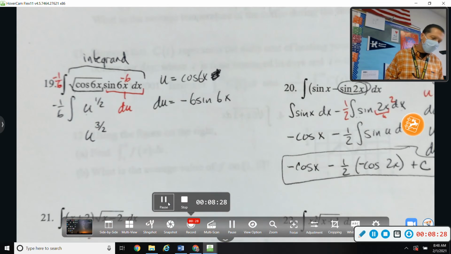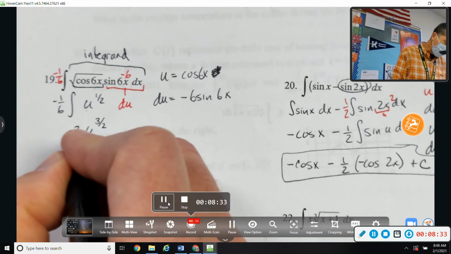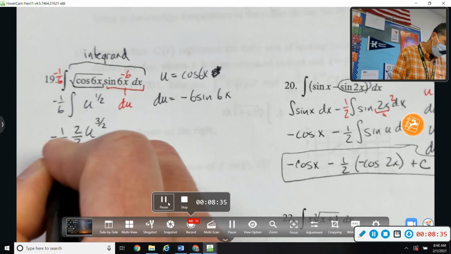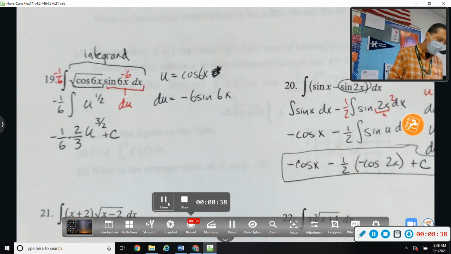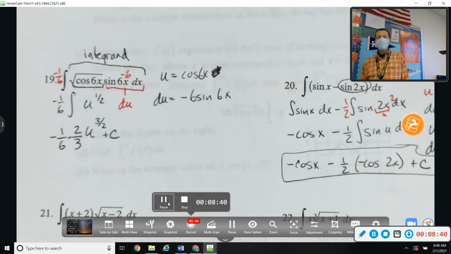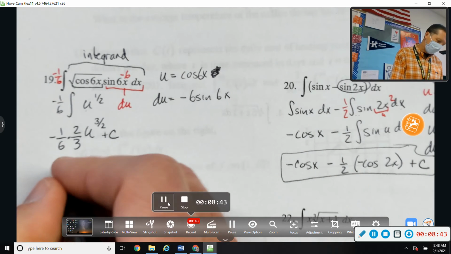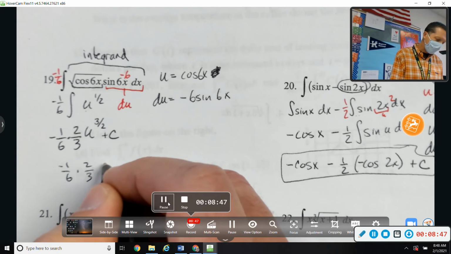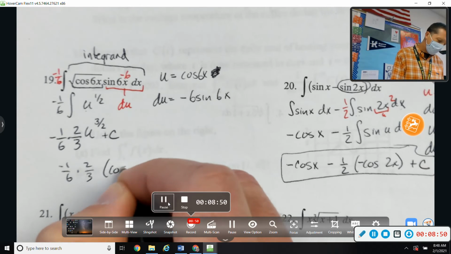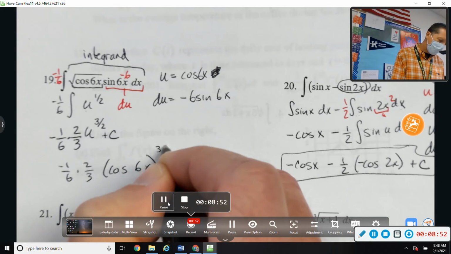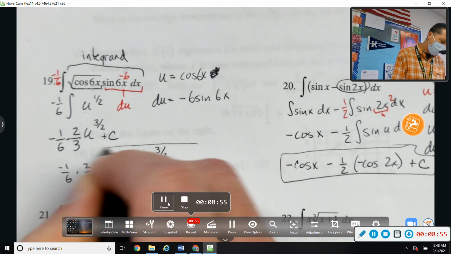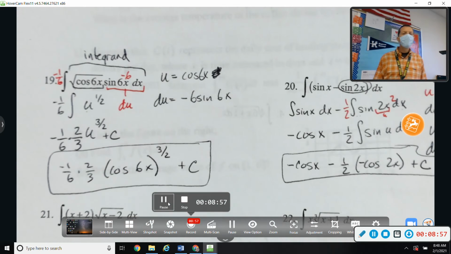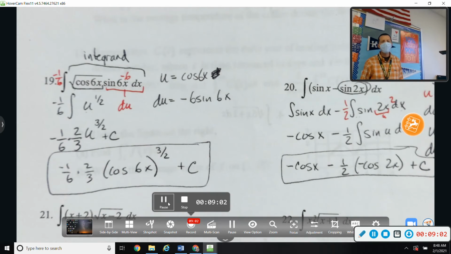So increase the power by 1, divide by the new power, or multiply by the reciprocal. And again, if you don't feel like messing with fractions, like that's Monday morning, my brain's not quite awake yet to handle that, I'll just leave it as this. Obviously, in a multiple choice, we would reduce the fractions there, but you could handle that.